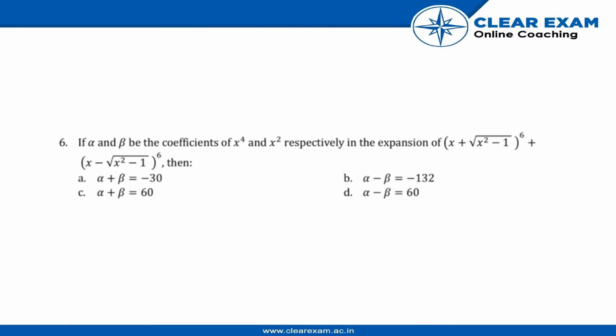Right, so I have a question. Alpha and beta are the coefficients of x power 4 and x square respectively in the expansion of (x + √(x² − 1)) whole to the power 6 plus (x − √(x² − 1)) whole to the power 6. Then we have to find alpha plus beta or alpha minus beta. So we have to find the coefficients of x power 4 and x square.